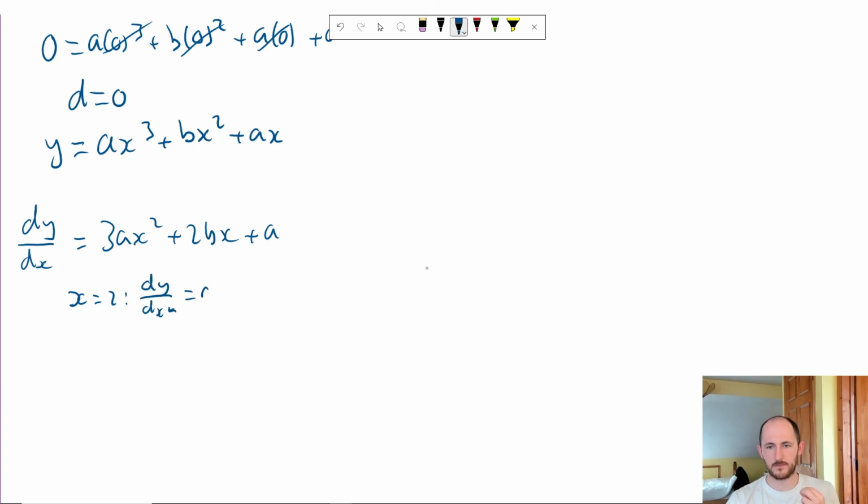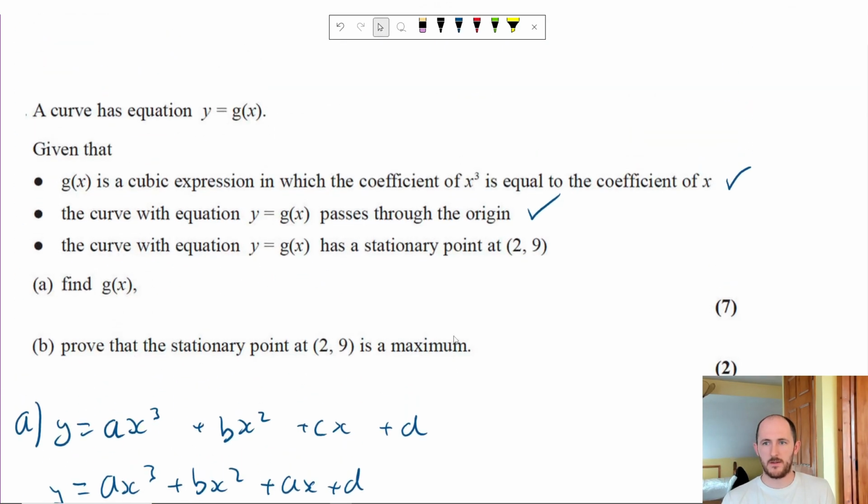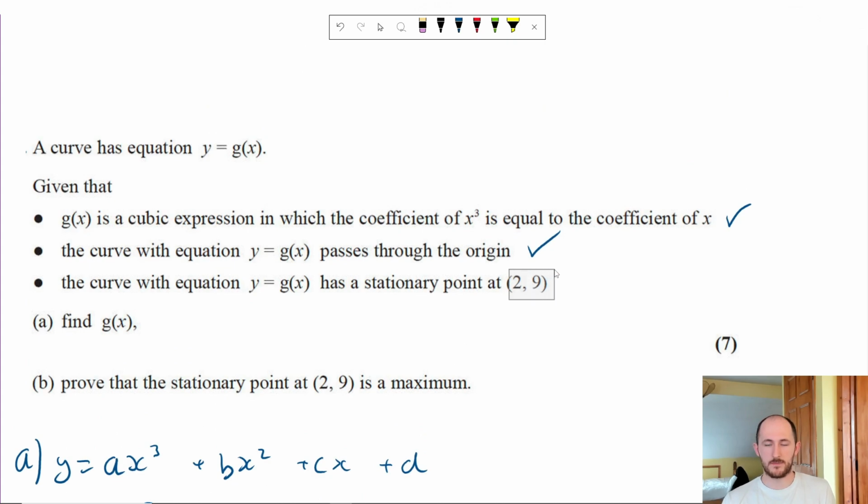So that means we have 3a times 2 squared plus 2b times 2 plus a should equal 0. If we expand this now, we have 2 squared is 4 times 3 is 12, so 12a, but plus another a, so it's 13a plus 4b equals 0. And this is where people get to and they're like, I don't know what to do now. There's a hidden piece of information they've given you. They've given you a coordinate.